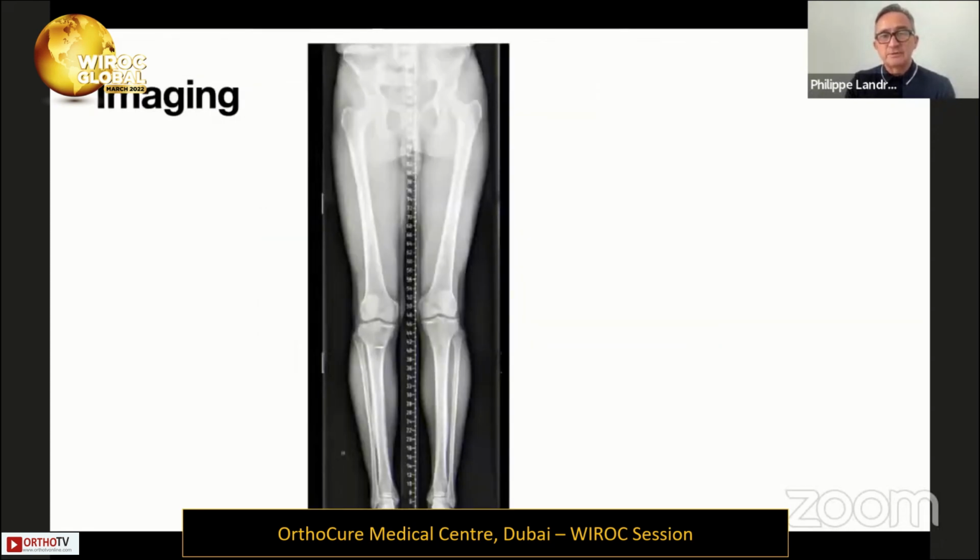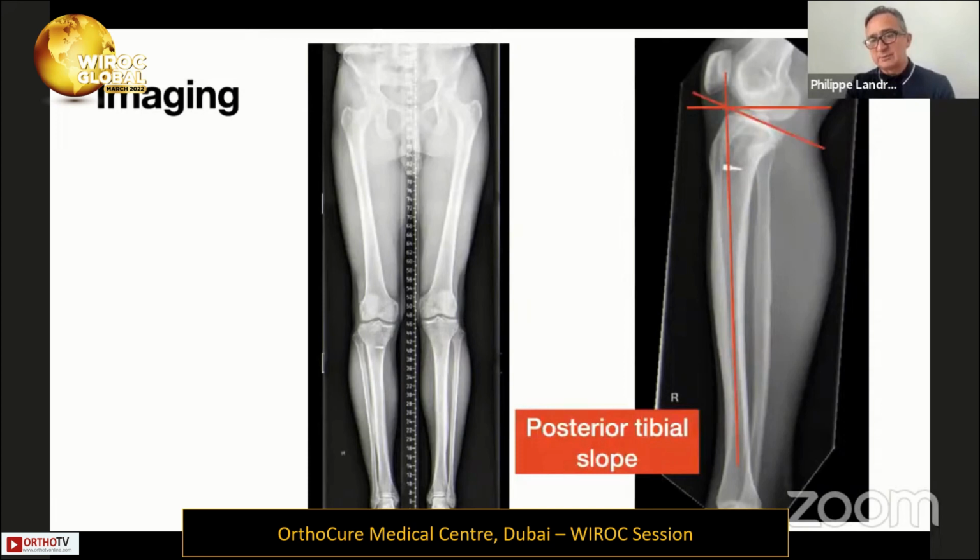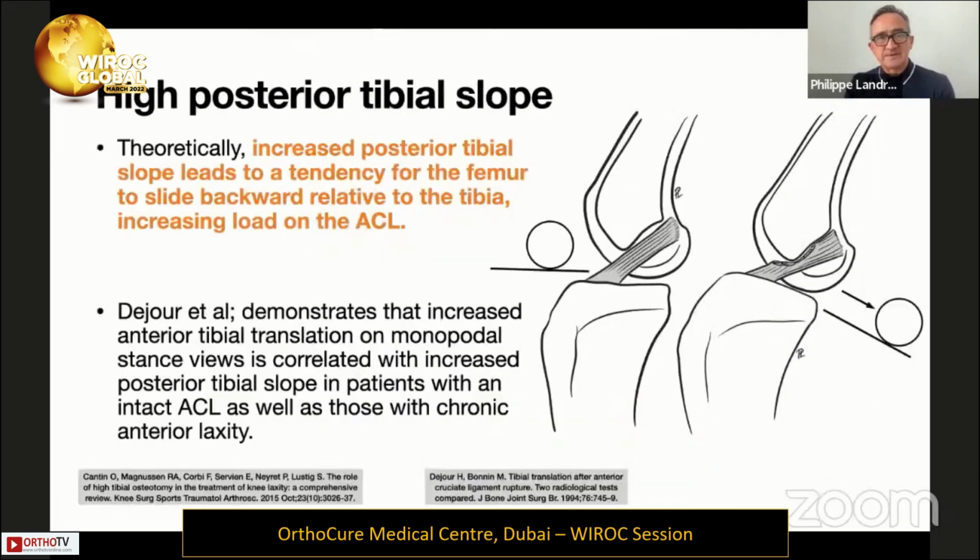First of all, with the long leg varus valgus measurement, he has a slight varus or no varus as usual in this region, as Dr. Said said. But when you look at the long tibia lateral view, you can see that the tibial slope is increased, definitely more than 15 degrees. And we know that in theory, at least, but it's not only in theory, the increased posterior tibial slope leads to a tendency for the femur to slide backward relative to the tibia, then increasing the load of the ACL.